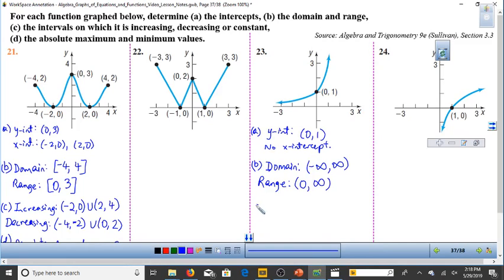And as you can see here, the graph is increasing all the time. It's always increasing. It's never decreasing. So it's increasing for its whole domain, which is from -infinity to infinity. And then we're asking what's the maximum value and what's the minimum value. As you can see, the graph doesn't have a lowest point or a highest point. So there's no maximum value and no minimum value.